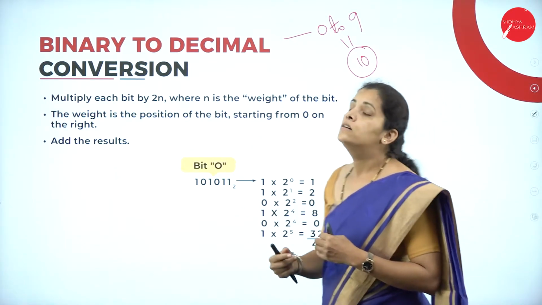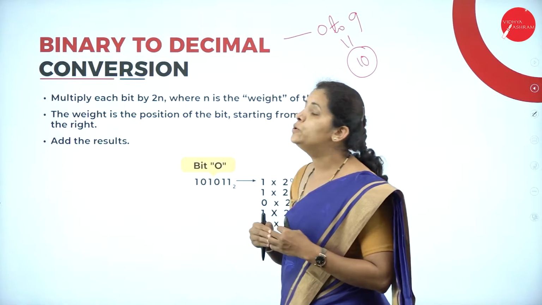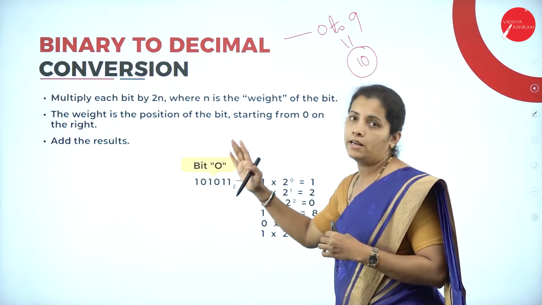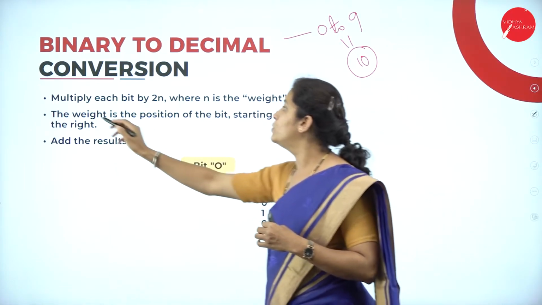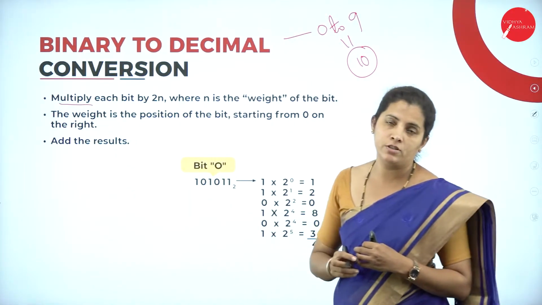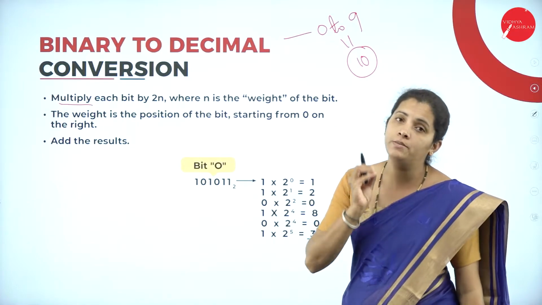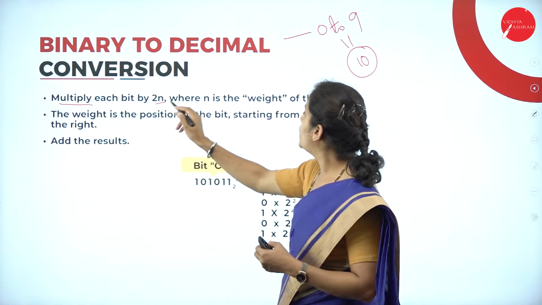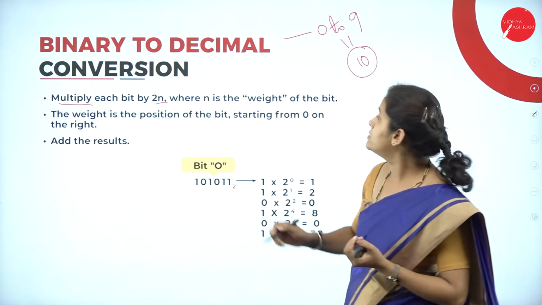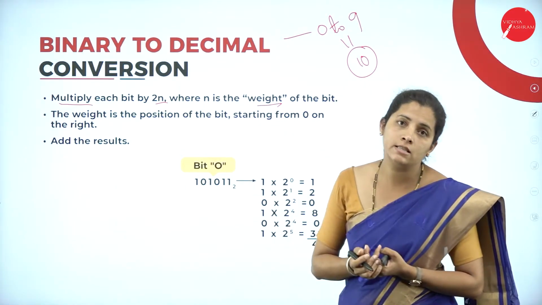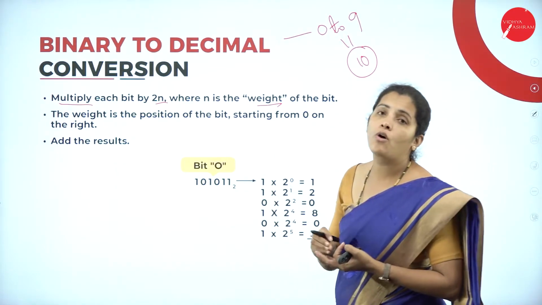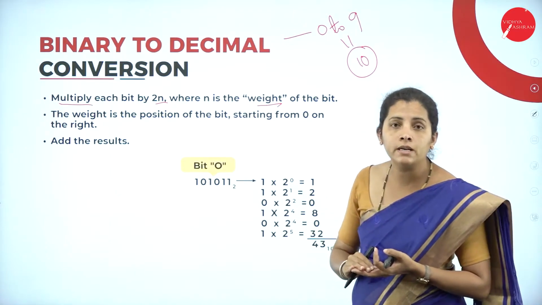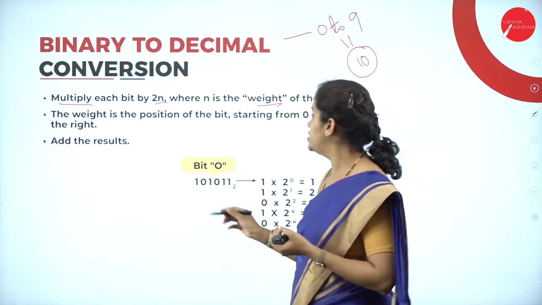To convert a binary number to decimal, we are going to use multiplication. Multiply each bit by the value 2^n. What is the weight here? The weight is nothing but the position of each bit. I repeat, the weight is nothing but the position of each bit.